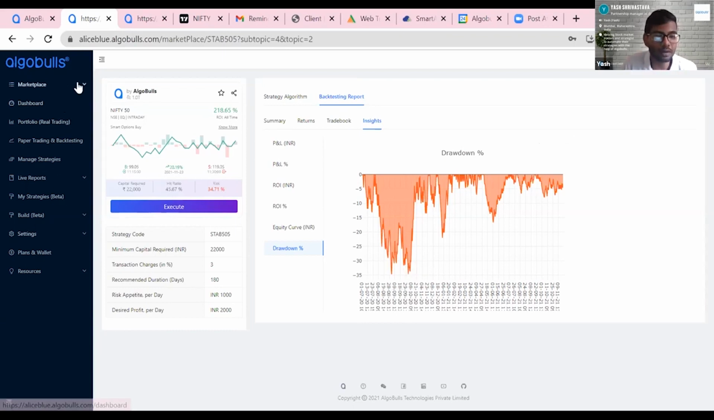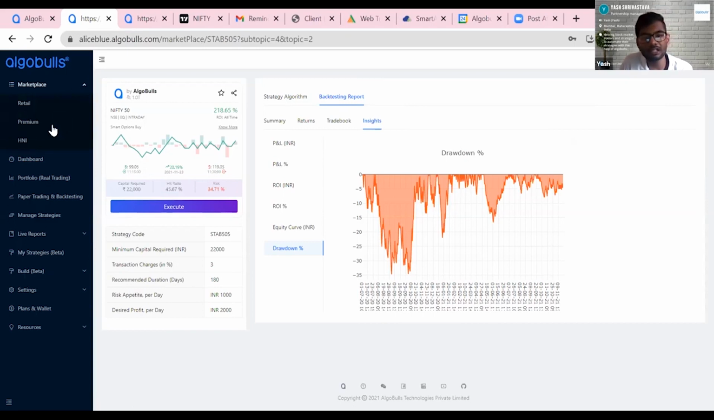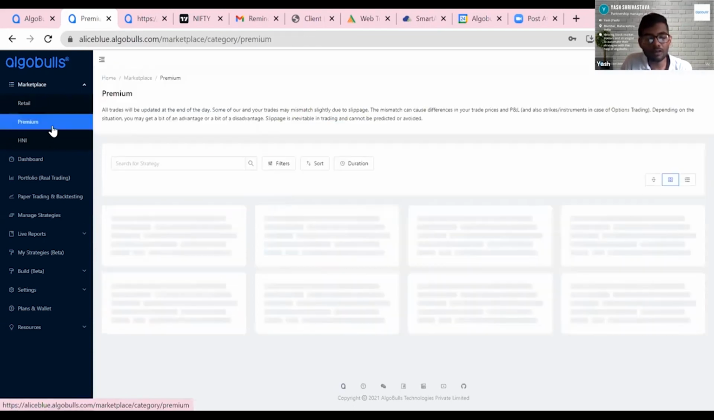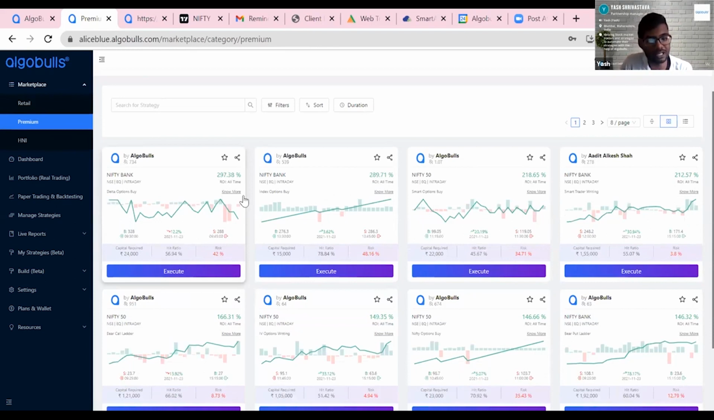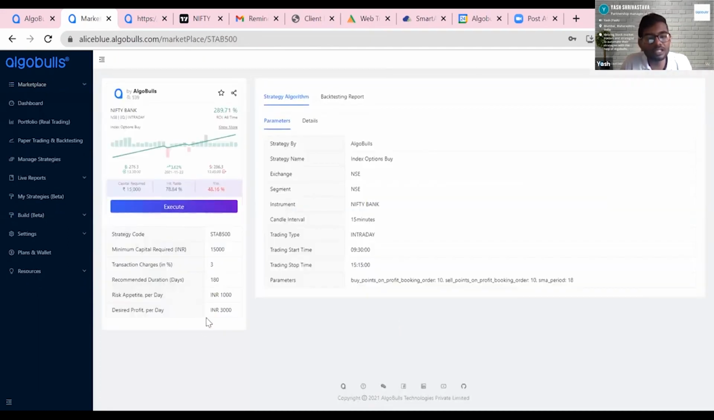Apart from that, this is a kind of simple scalping strategy which you can automate and take trades on. There are a few more strategies on our platform which you can go out and explore, which is on delta options buy, which is on Nifty Bank index option buy strategies, which I would like to show you once more. So this index option buy strategy gives you a risk appetite of 1,000 rupees and desired profit of 30,000 with a minimum capital of 15,000 rupees.